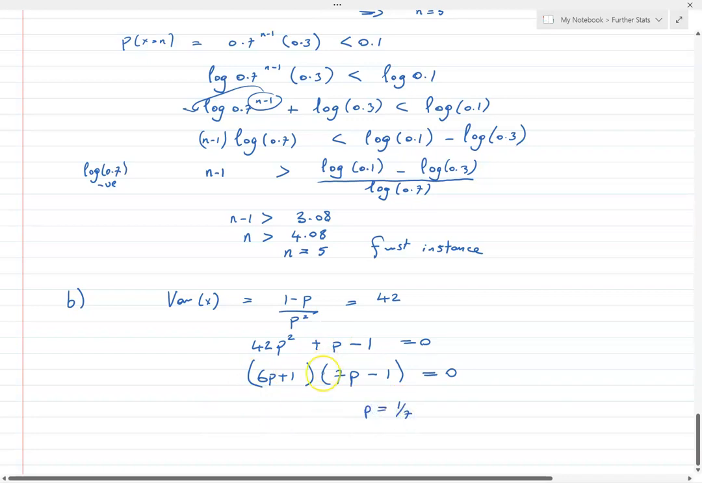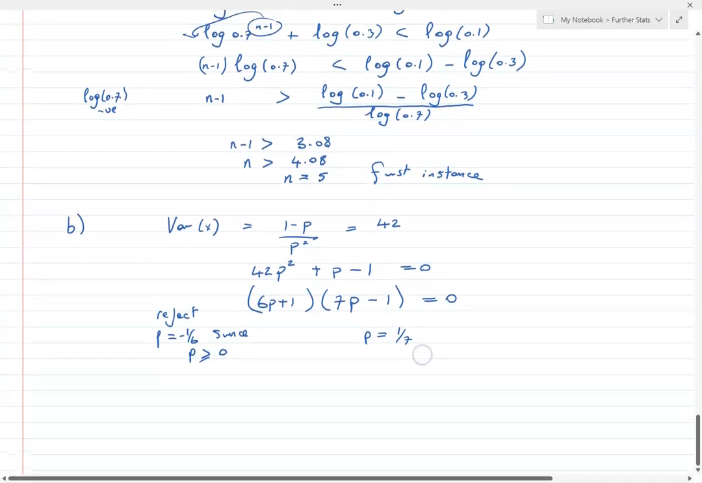But we do need, because there are 5 marks available here, to explicitly reject the other value, p equals minus 1/6, since p has got to be greater than or equal to 0. So we're going to reject that. So p is equal to 1/7.